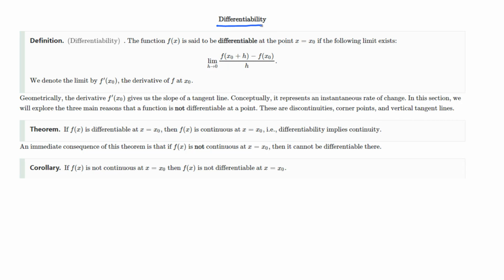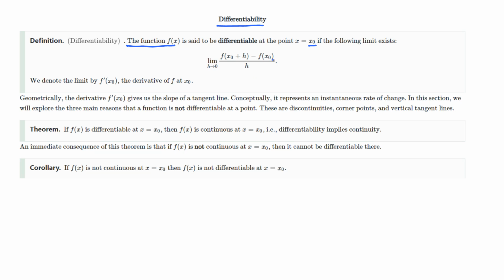Differentiability. Here is the definition. The function f is said to be differentiable, that means the derivative exists, at the point x0 if the following limit exists. Okay, that's just the definition, but the x is now a particular point x0. If this limit exists, then we say the function is differentiable at the point x0.